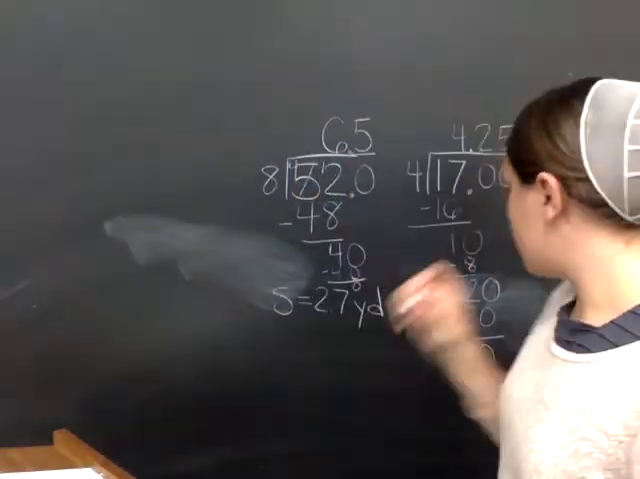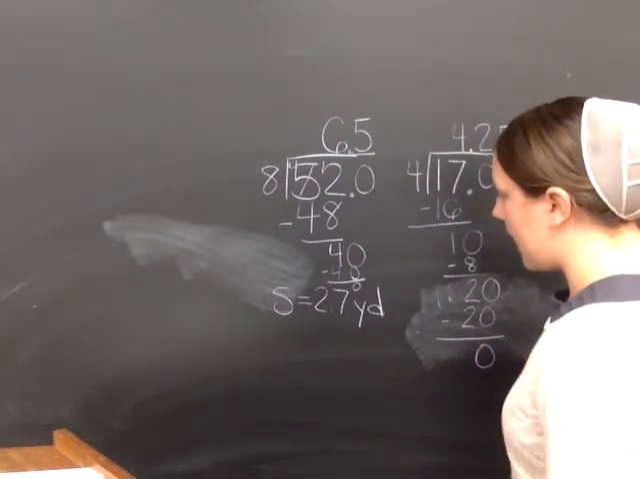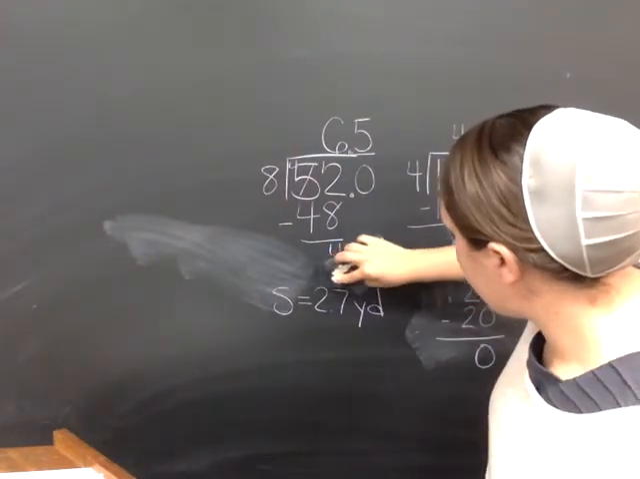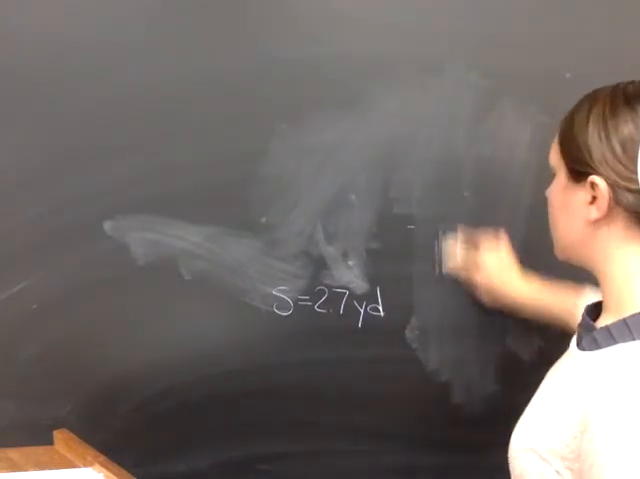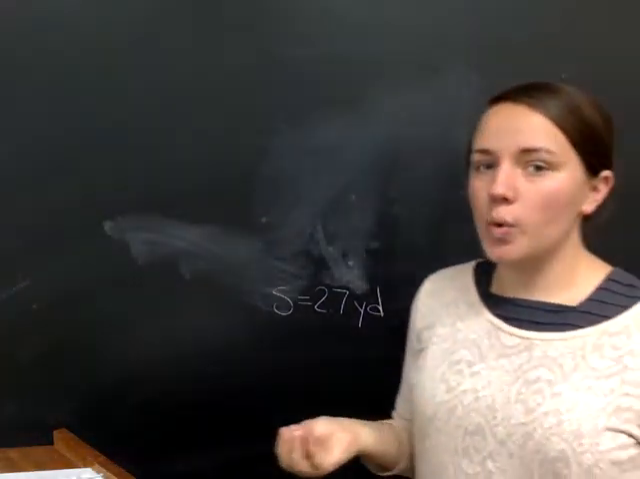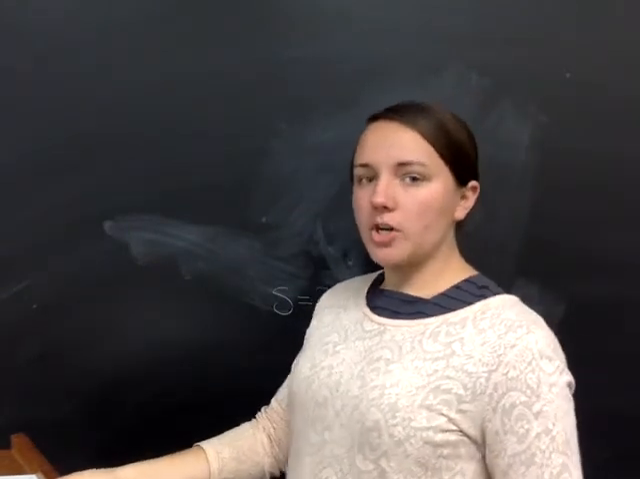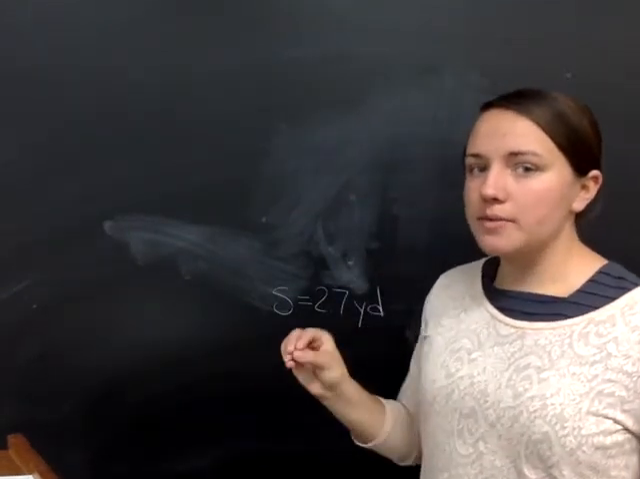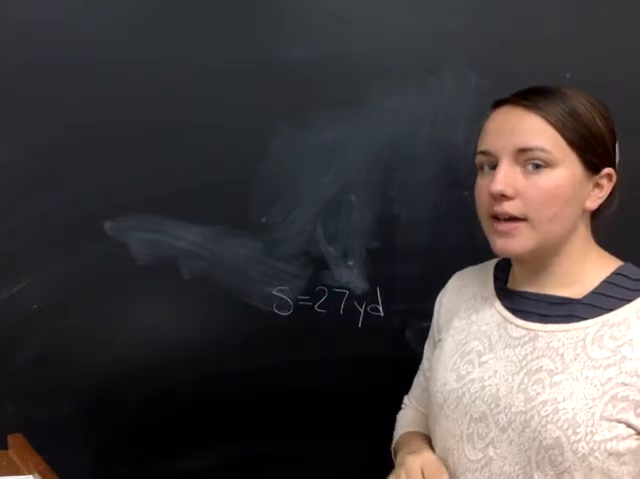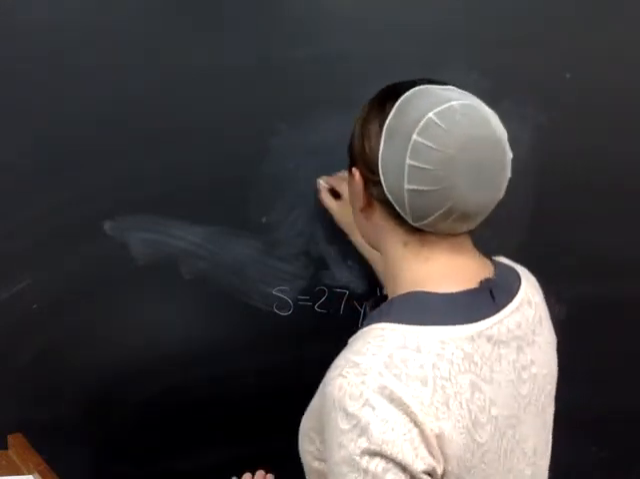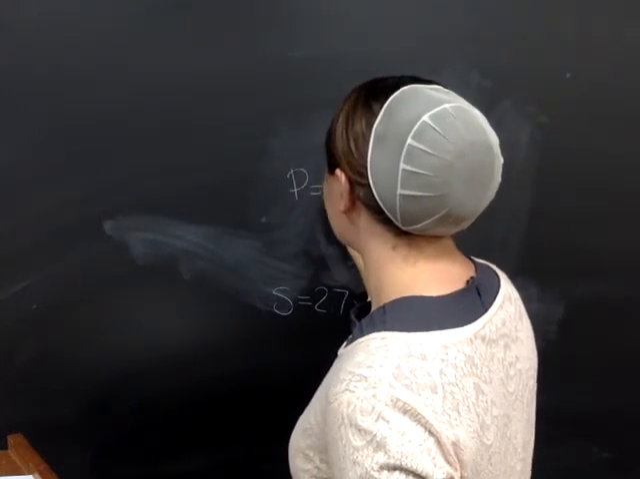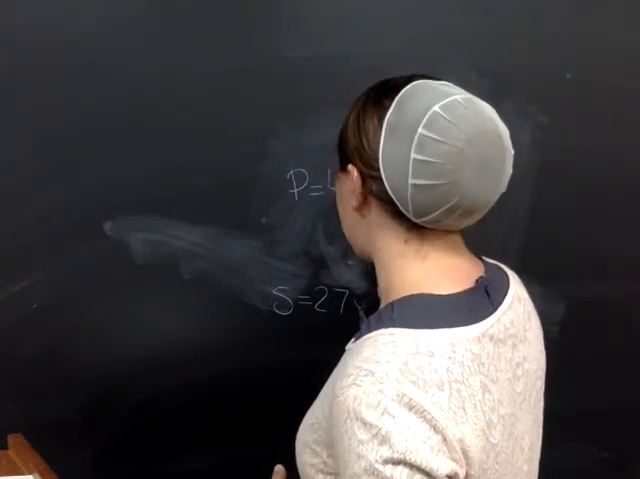Let's just go over our formulas quickly here. I have a square here with a side of 2.7 yards. So because it's a square, if we're finding the perimeter, how are we going to do that? Perimeter is the length around it, and it has 4 sides, and because it's a square, they're all the same. So remember, the formula for that would be P equals 4 times S.